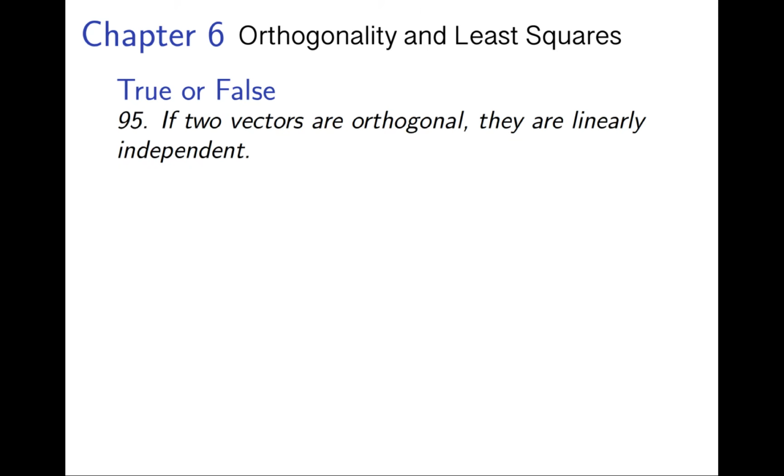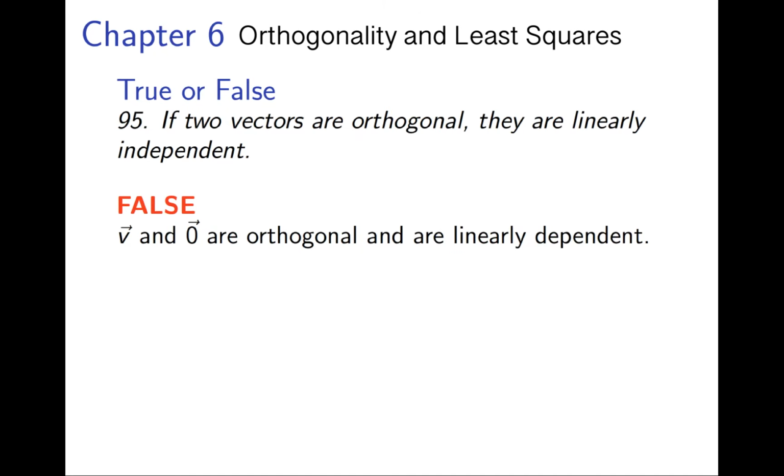Number 95. If two vectors are orthogonal, they are linearly independent. And I know what you're thinking. Oh, we proved this in class. It's obviously true. Well, it's false. If one of the vectors is the 0 vector, well, 0 is orthogonal to everything. And you can't have linear independence when you have the 0 vector. Now if this said if two non-zero vectors are orthogonal, well, that would be a totally different question, and you should check. Is it the case that they're linearly independent if they're non-zero?